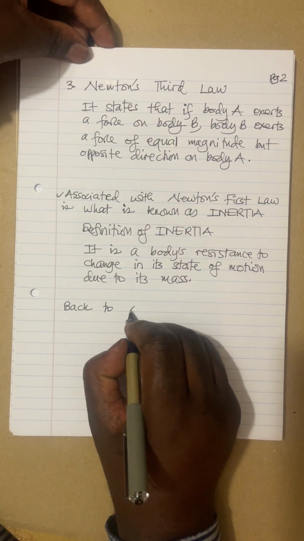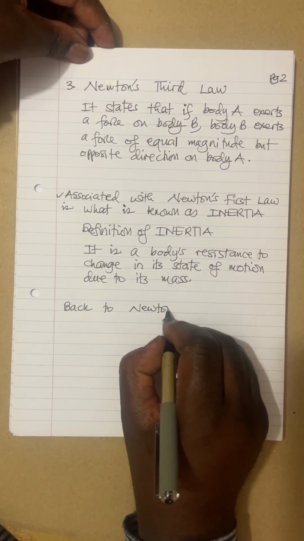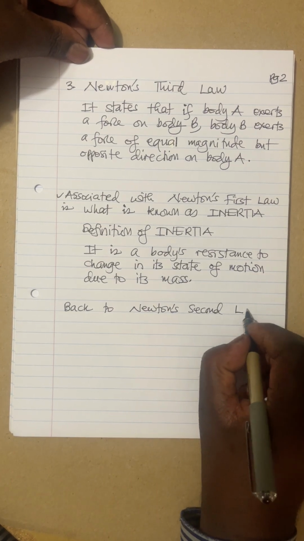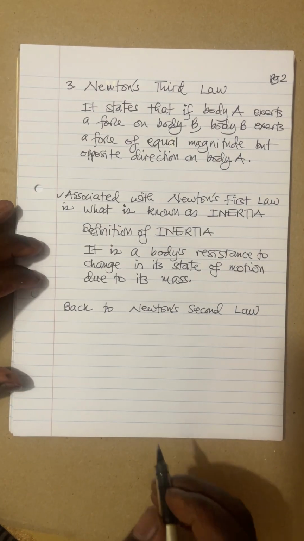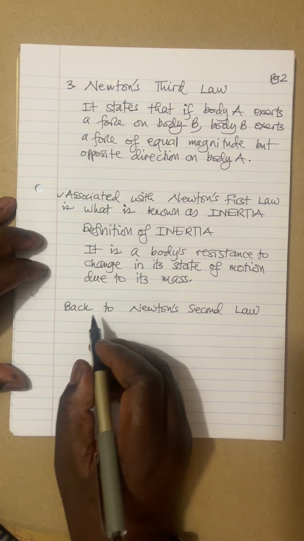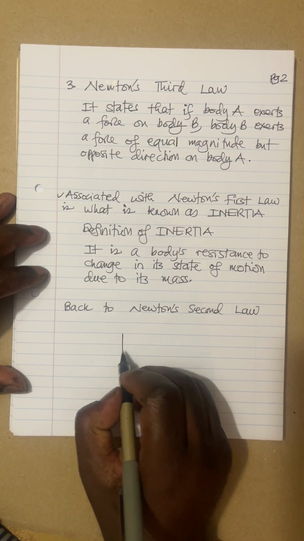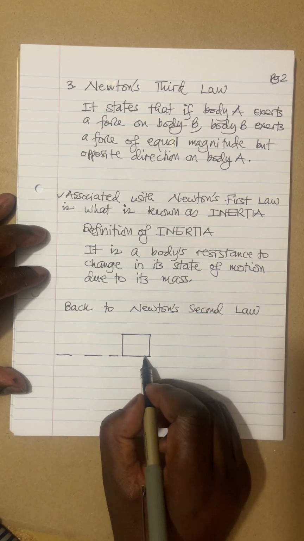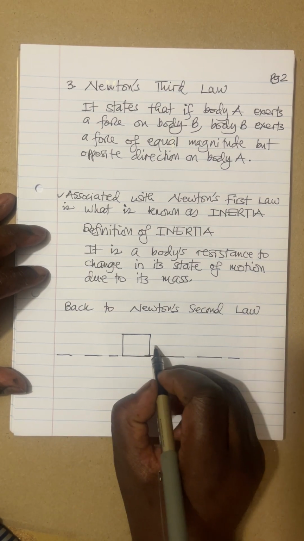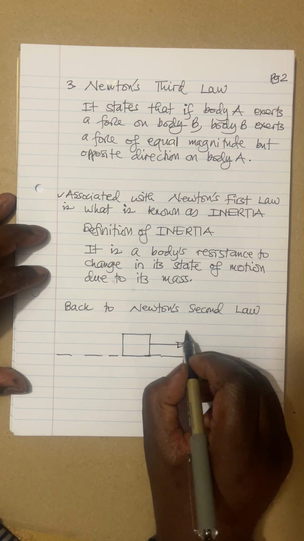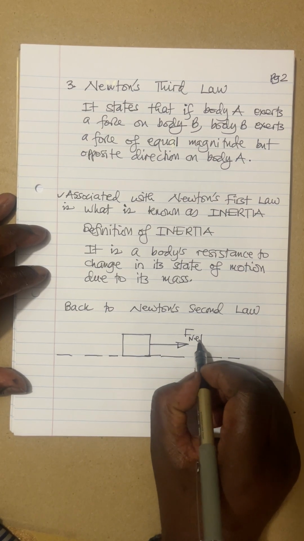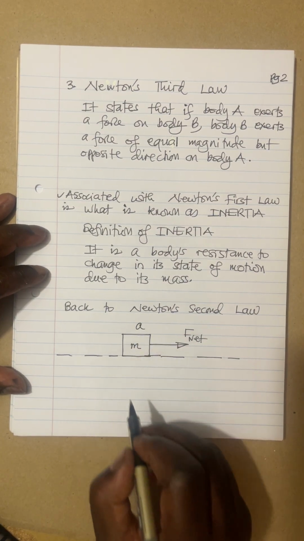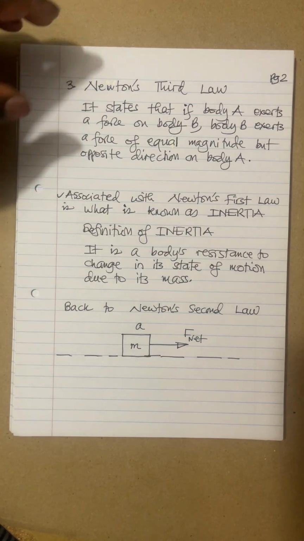Right, let me go back to Newton's second law. This is the real deal. So we are saying here, let's consider a block, and there's a net force acting on this block. Let's say it's acting in that direction. Let's call it F net, written like that. And let's say the block has a mass of m and acceleration a going to the right, as shown in this diagram here.